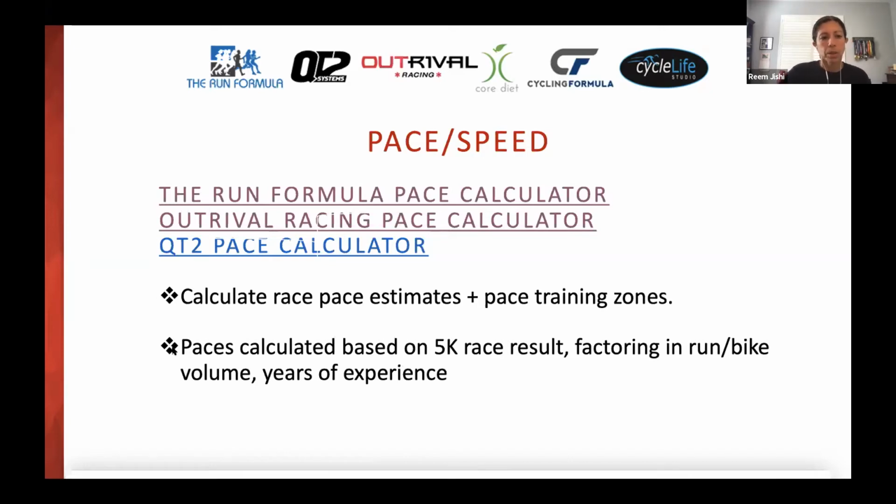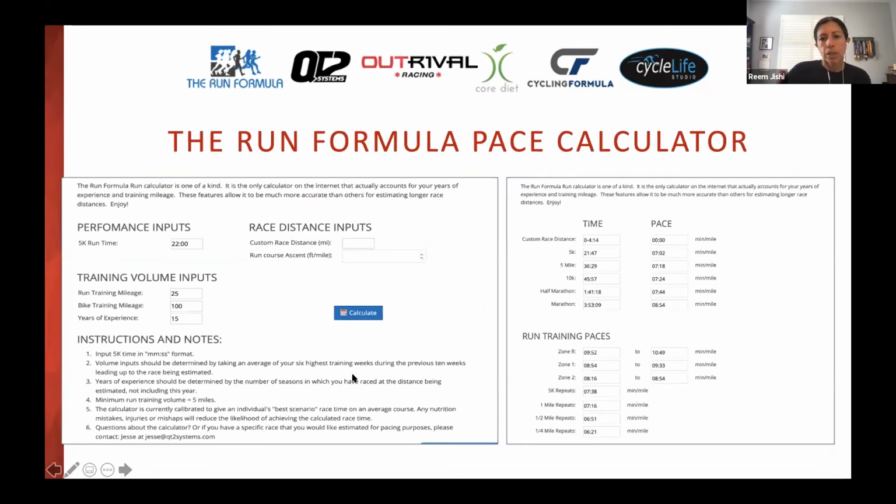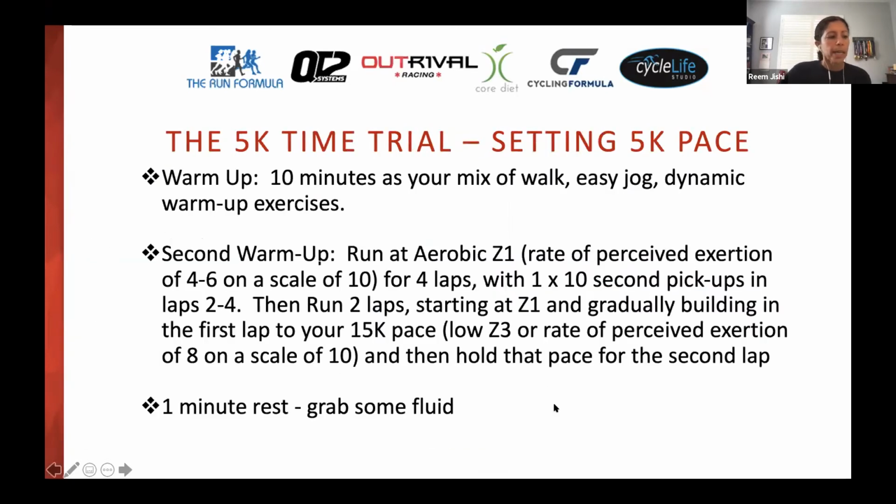Okay, so next, this is just a screenshot of the Run Formula One. These pace calculators all require that you have a 5K time. So the best way to have a 5K time is to do a 5K race, right? I mean, that's the easiest, that gets you out there. But if you don't know what your 5K time is, then there are other ways to do it.